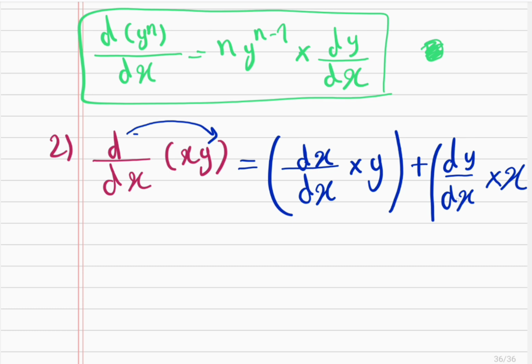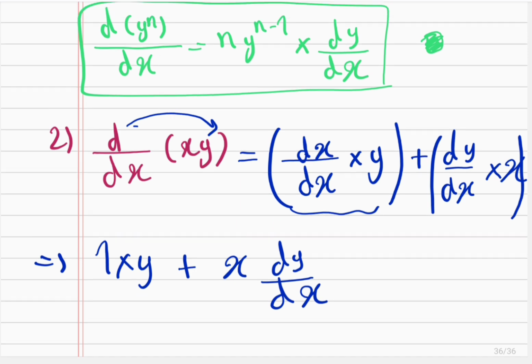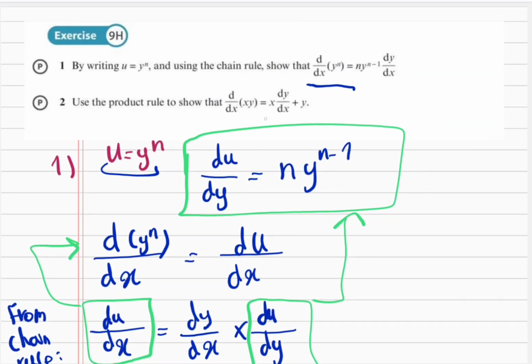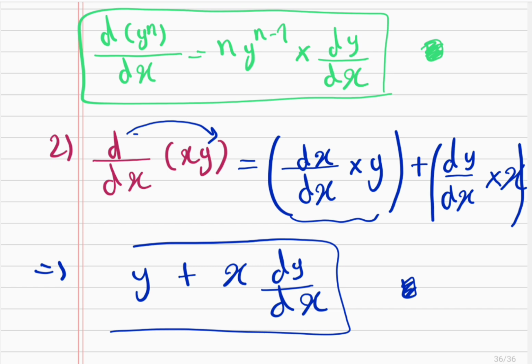Now we can simplify this because we have dx over dx, which is just 1. So we get 1 times y plus, here doesn't change, x dy dx. And that's exactly what we wanted to show, because we wanted to show that we get x dy dx plus y. Here's x dy dx and here's y. I can just write y instead of 1 times y. So that's it for the second one.